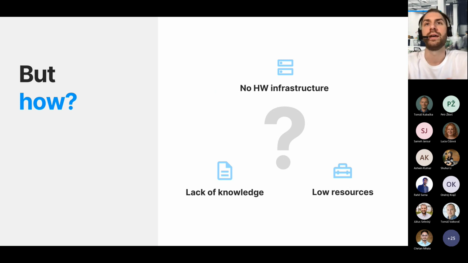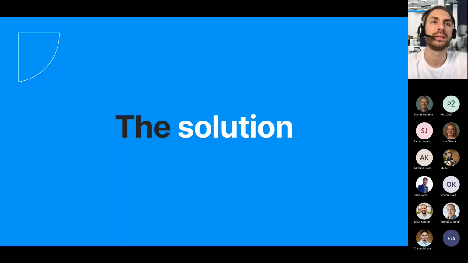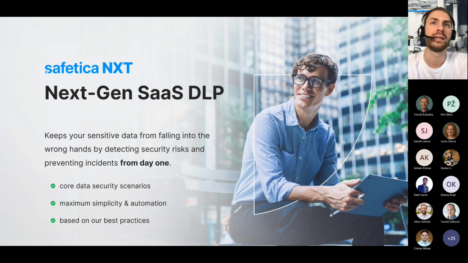But how to achieve that when, as a customer, you are lacking hardware infrastructure to deploy such a DLP solution, or if you are lacking knowledge or skills or even resources, you don't have a big budget planned for the implementation. And this is where Safetica steps in with our Safetica Next, our next-gen SaaS DLP.